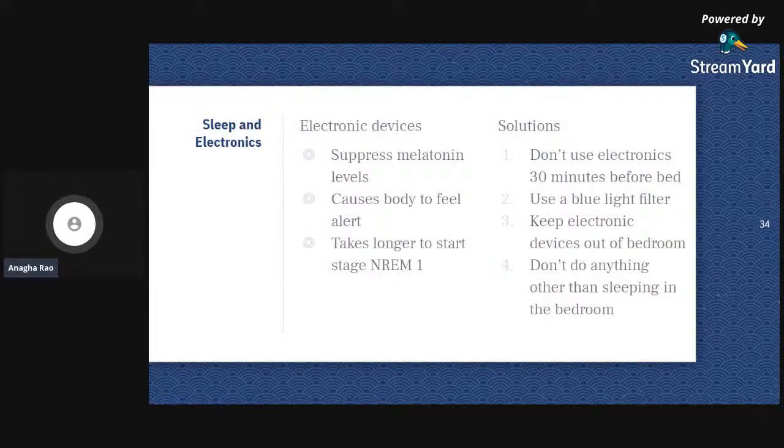Sleep and electronic devices. This is a major component. Electronic devices and other technology can make it harder for you to fall asleep because they can suppress melatonin.